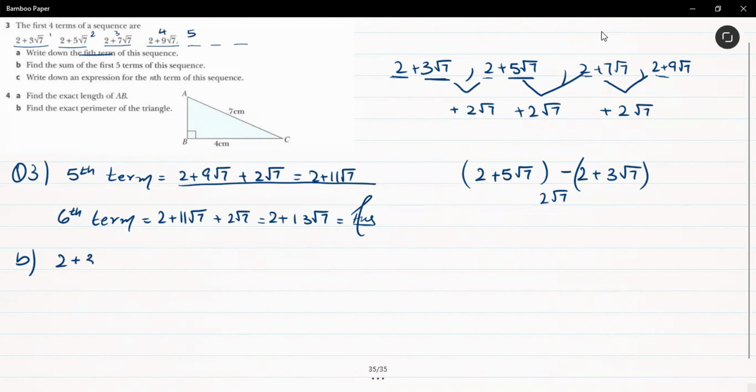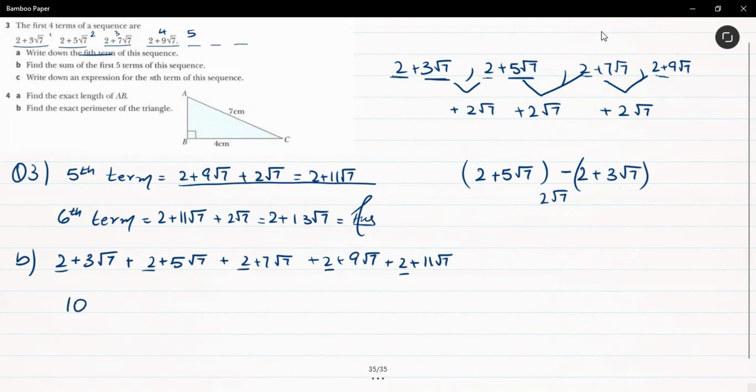So, 2 plus 3 under root 7 plus, the reason why I'm not adding brackets or anything is because there's no subtraction sign, so there's no complexity here. Just directly add them up. 2 plus 5 under root 7 plus 2 plus 7 under root 7 plus 2 plus 9 under root 7 and plus 2 plus 11 under root 7. These are the first 5 terms. Now just simply add the 2s. How many times are there 2? 5 times. So 5 twos is 10.